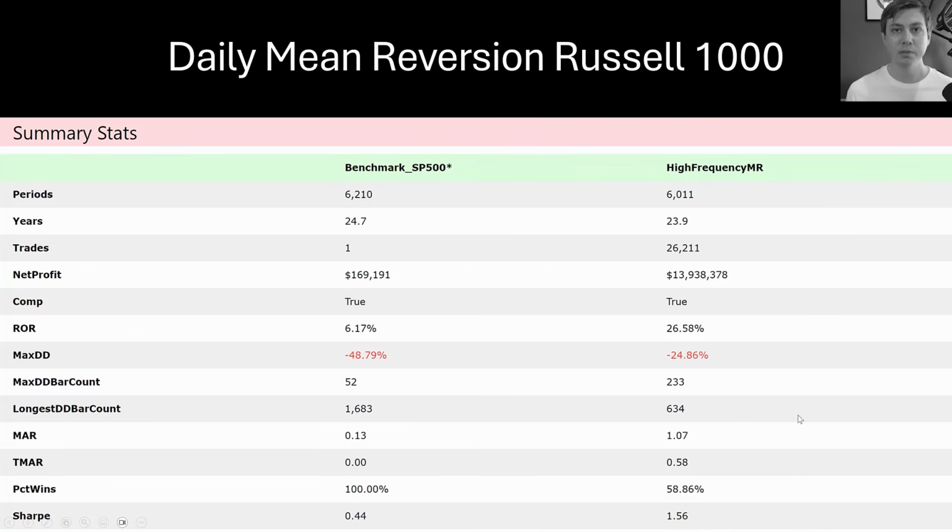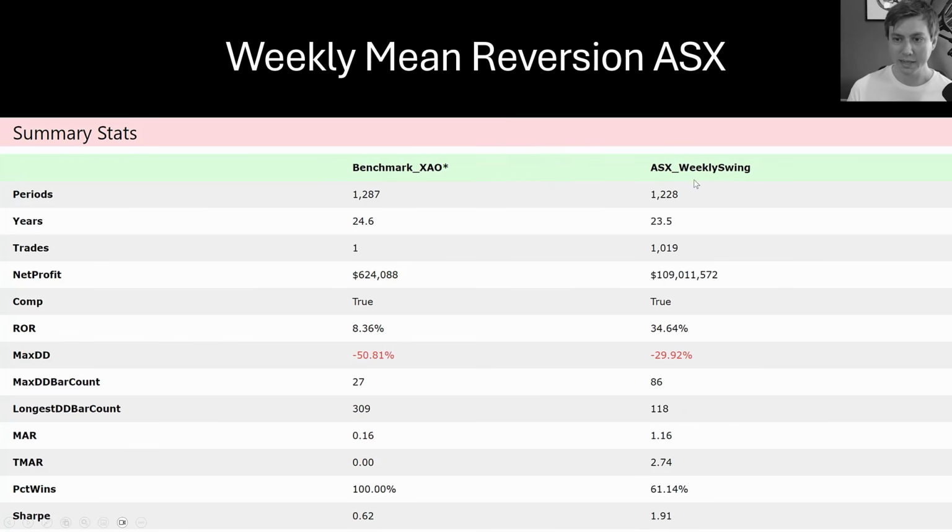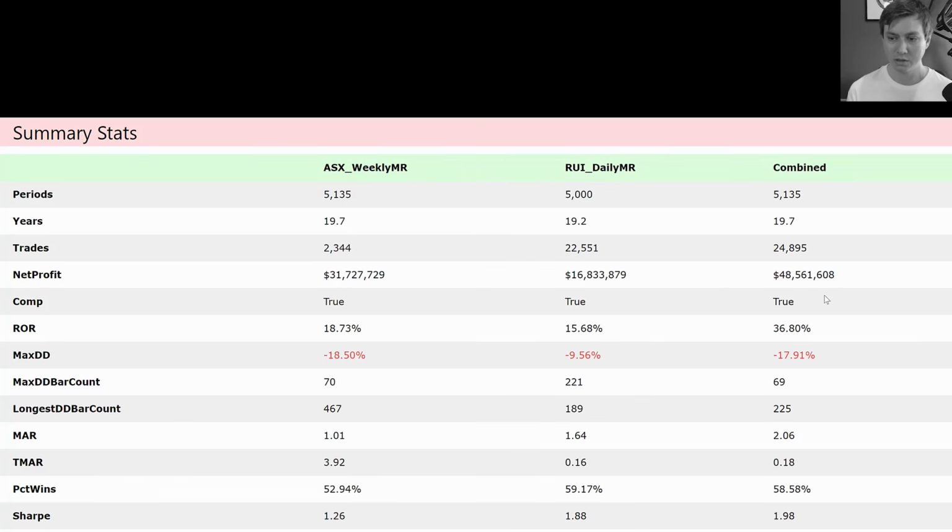So here is an example of time frame diversification. Here we have my daily Russell 1000 mean reversion system. It has a 26% return with a 24% drawdown. If I combine this system with my weekly mean reversion system, which has a 34% return and a 30% max drawdown, have a guess at how my metrics would look. Would they be better or worse, do you think, in terms of drawdown and risk-adjusted returns?